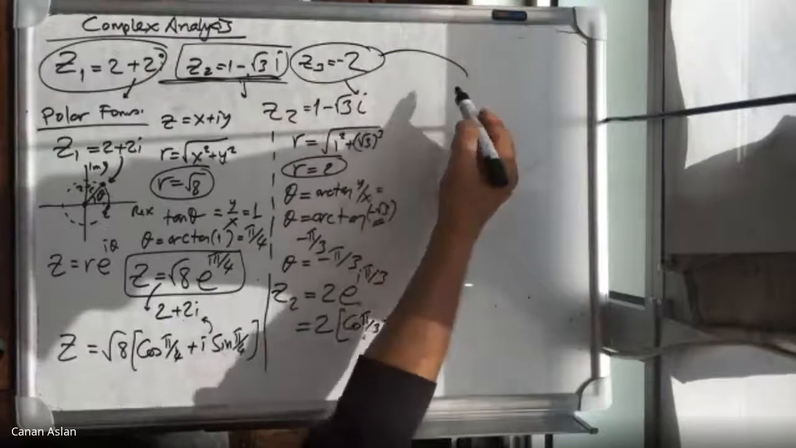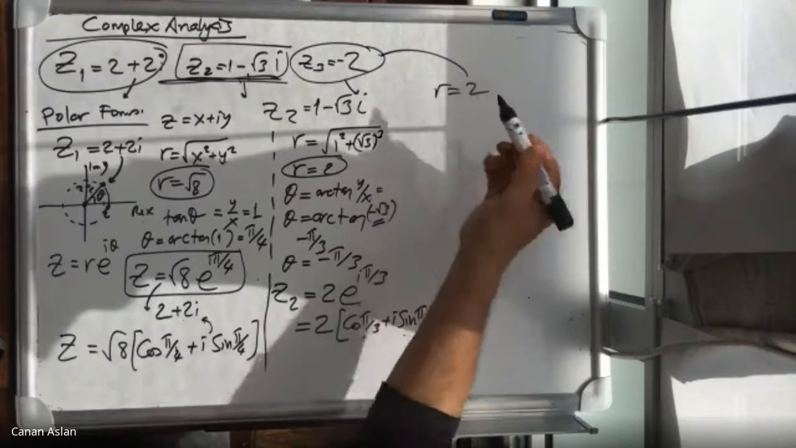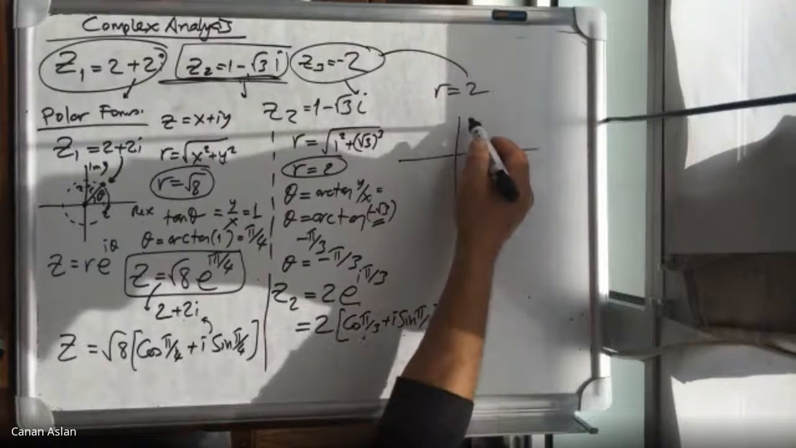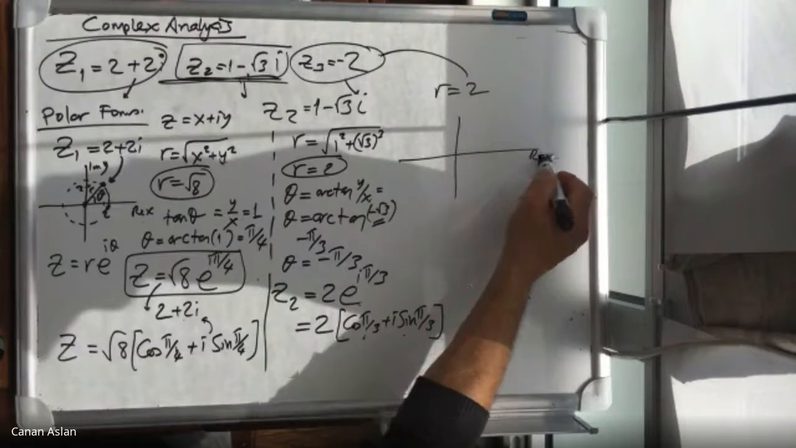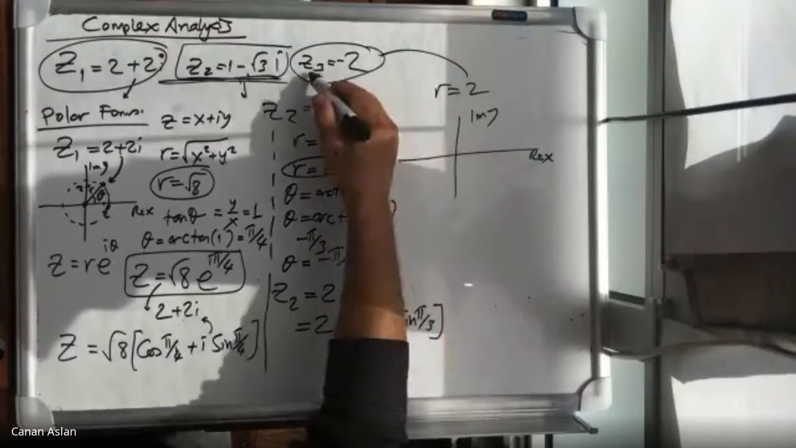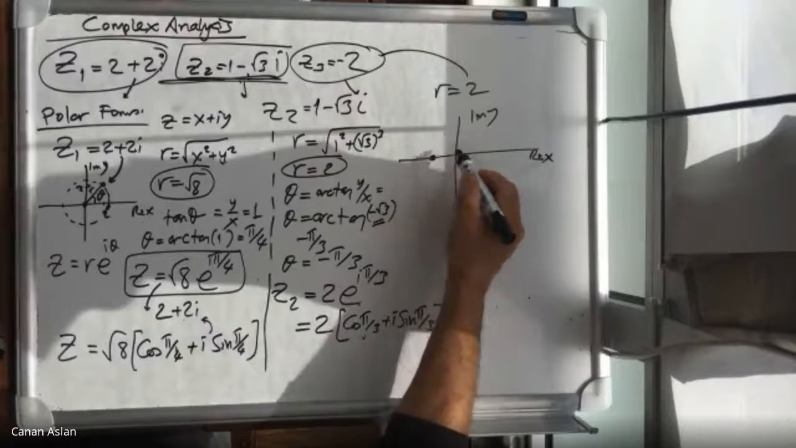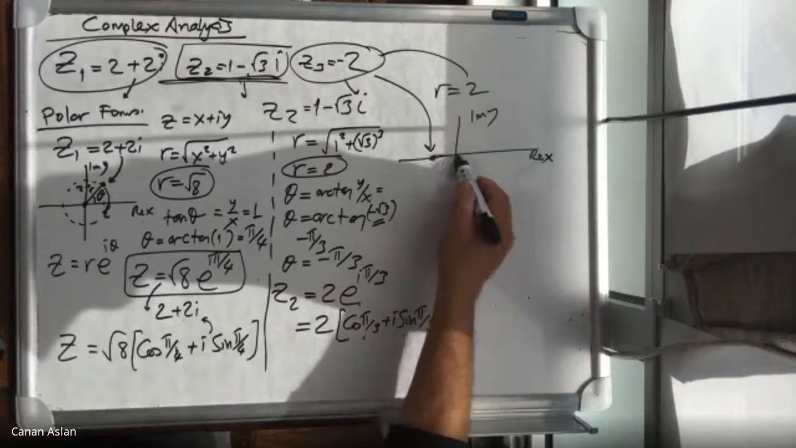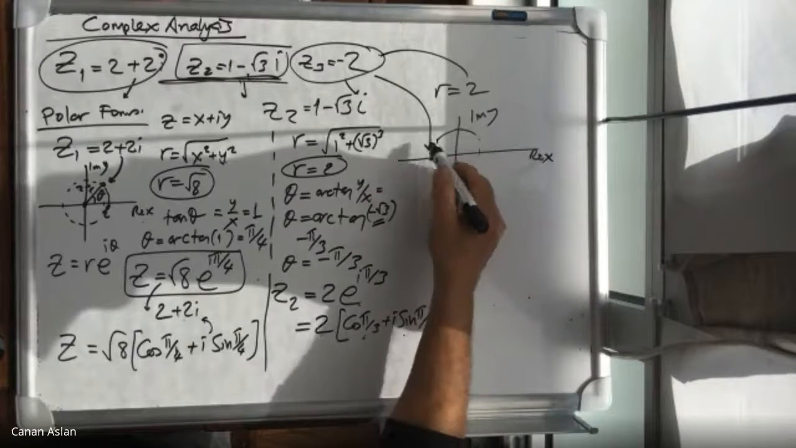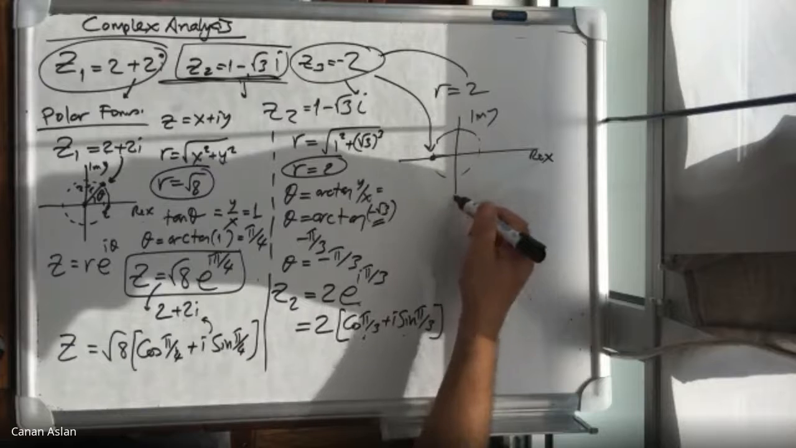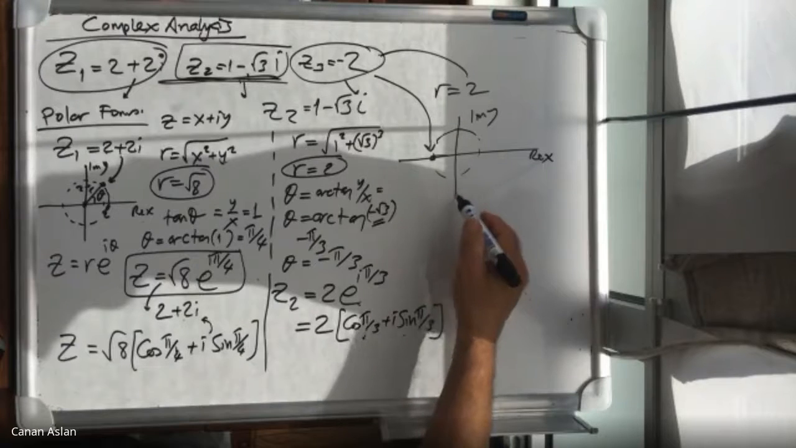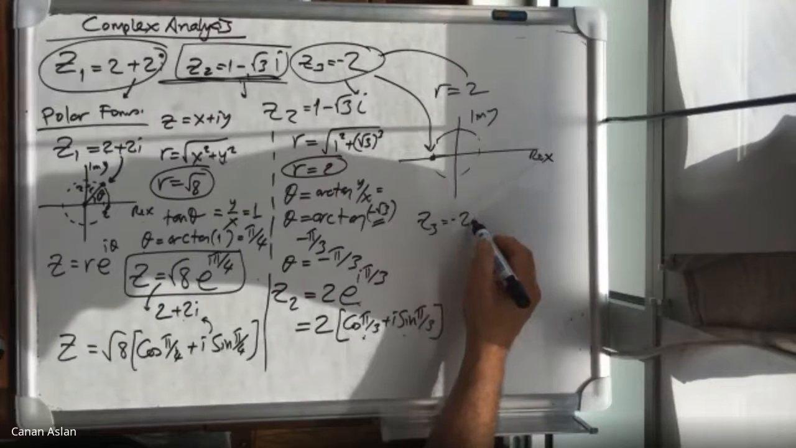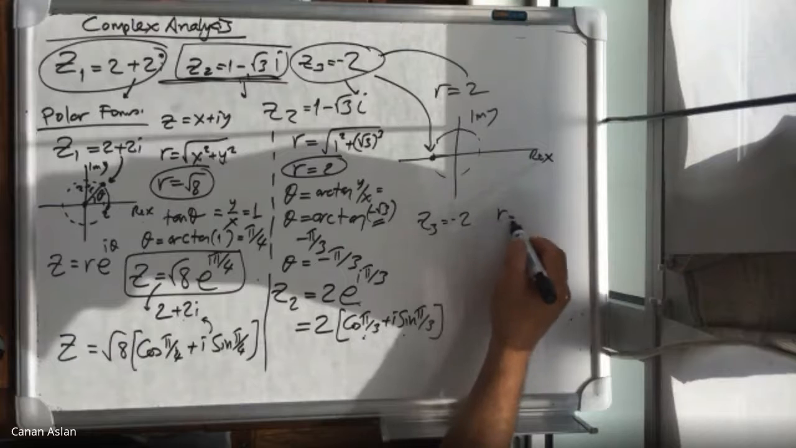Z3 has no exponent, so R is just 2, because it's the point right on the complex plane like that. Here, this is real x, imaginary y, and this is just real minus 2 right there. So this complex number is right there on the complex plane, and the radius is just 2. So Z3 is equal to minus 2, and R3 is equal to 2.